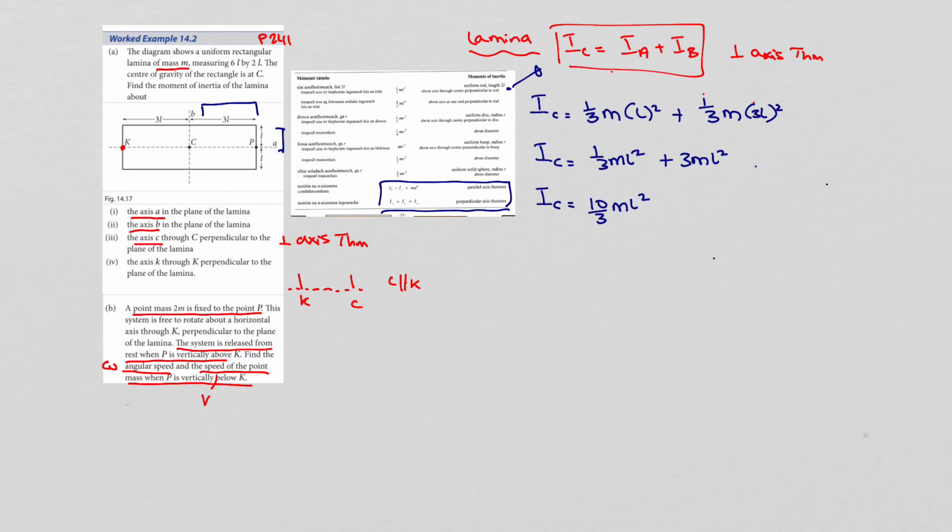Okay, so through A it was 1/3 ml squared, through B it was 3 ml squared, and through C, using the perpendicular axis theorem, is 10/3 ml squared. So now we have to find it through K. So through K we're using our parallel axis theorem. So that's going to be the moment of inertia through C plus md squared.